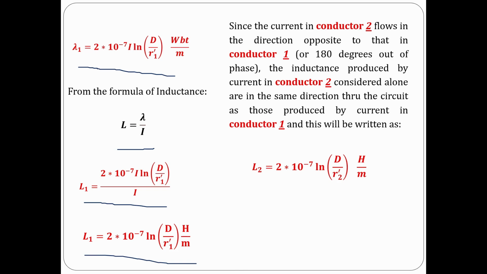Since the current in conductor number 2 flows in the direction opposite to that in conductor number 1, or 180 degrees out of phase, the flux linkages produced by current in conductor number 2 considered alone are in the same direction through the circuit as those produced by current in conductor number 1. And this will be written as the inductance of conductor number 2 is 2 times 10 to the negative 7 ln D over R2 prime.